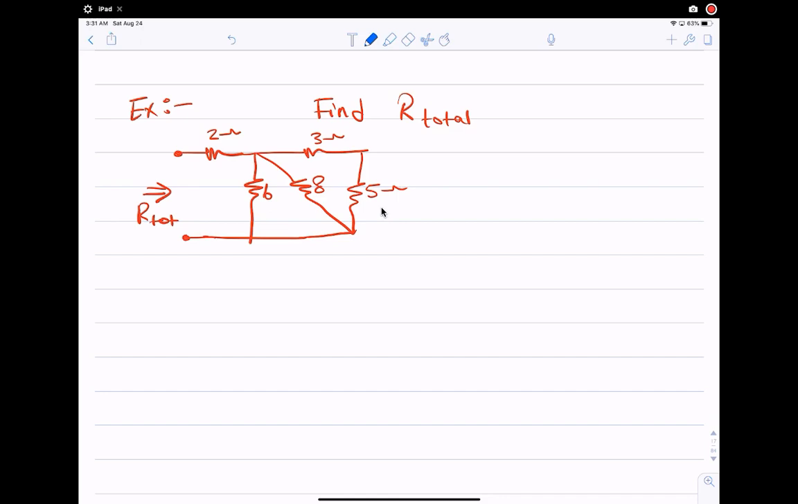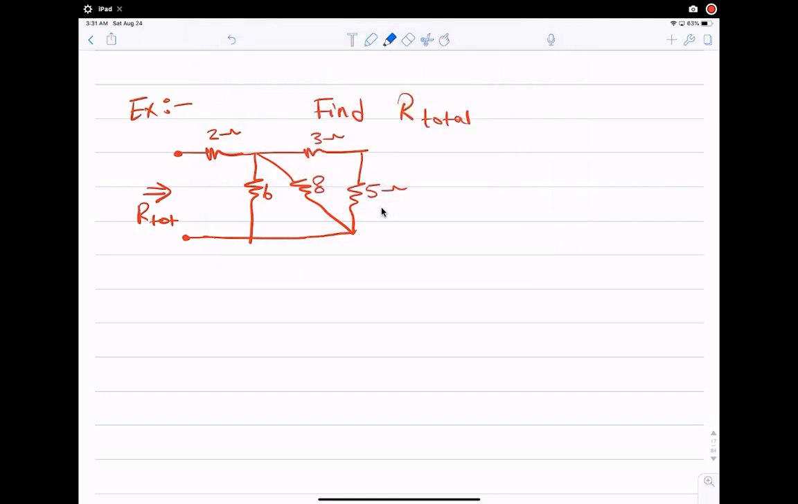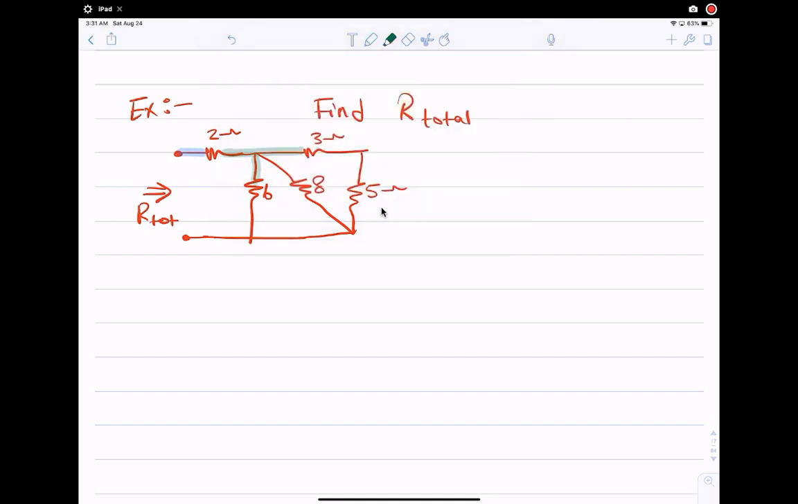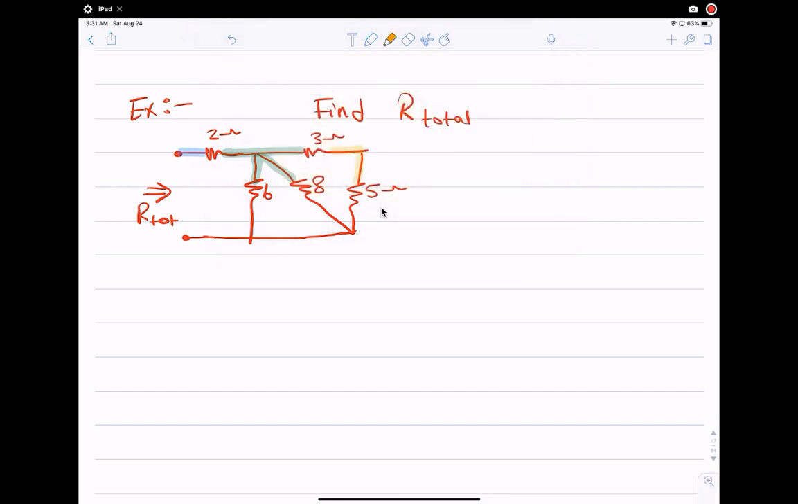But before that, I have to always draw the nodes and name them. So if I name this node A, and then this is node B, this is node C here, and the last node is node D, okay? Now I gave them a color code so it would be more visible for you guys.